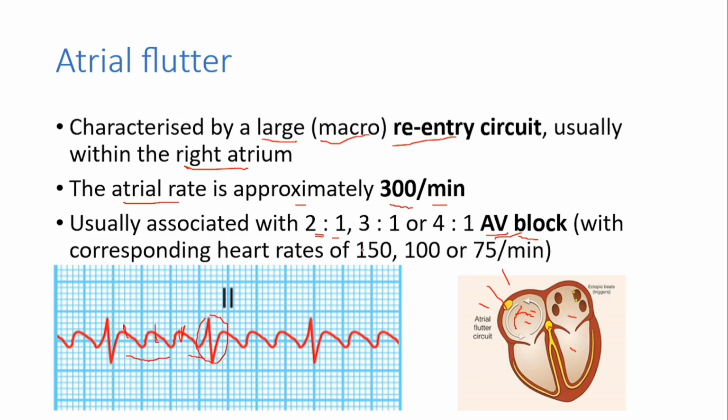Okay, and the heart rate of the 2:1 block will be 150. If all the impulses from the atria are transmitted into the ventricles through the AV node, then the ventricular rate or the heart rate will be 300. If 2:1, then it will be 150. If 3:1, it will be 100. If the AV block is 4:1, then it will be 75 beats per minute.